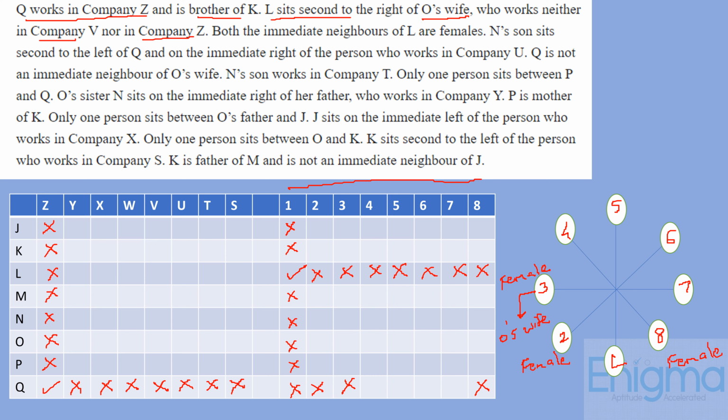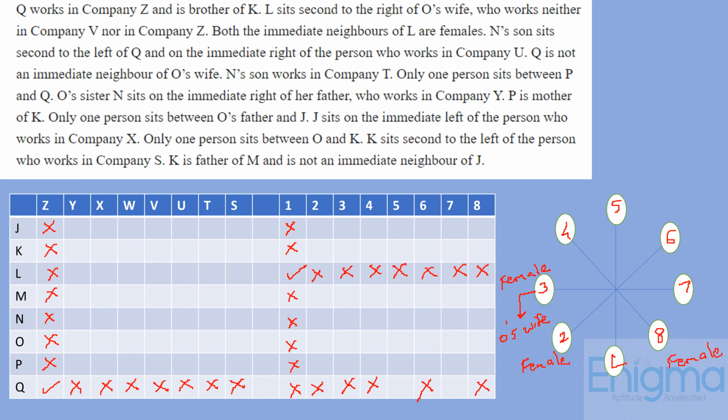Now the next hint is that N's son sits second to the left of Q. Now the possible positions remaining for Q are 4, 5, 6, 7. If Q is on 6th, second to the left, that means the 8th position will be for N's son, but the 8th position is for a female. Therefore, the 6th position cannot be for Q. It is also given that Q is not an immediate neighbor of O's wife. O's wife is at 3rd position, hence the 4th position is also not possible for Q.